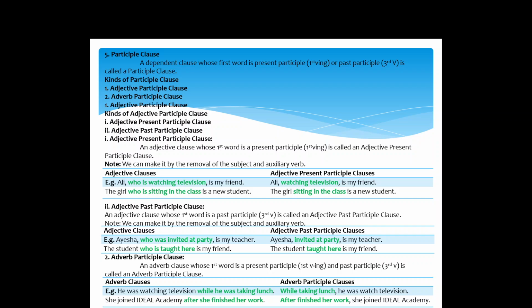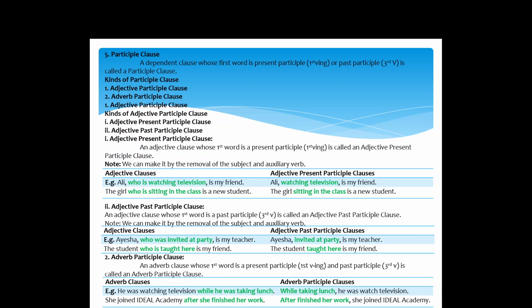So that will be an adjective past participle clause. See, for example, Aisha who was invited at the party is my teacher. Now see, Aisha invited at the party is my teacher. Now invited at the party is called an adjective past participle clause, and you can see here we have already removed the subject and auxiliary verb. Next example: the student who is taught here is my friend. The student taught here is my friend.